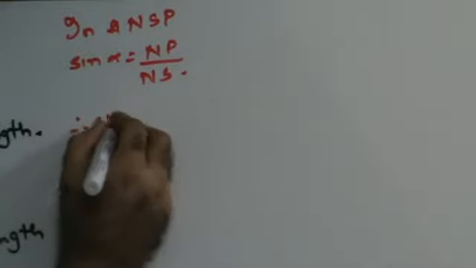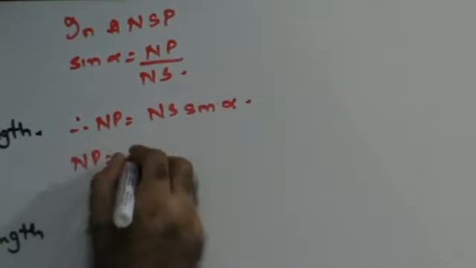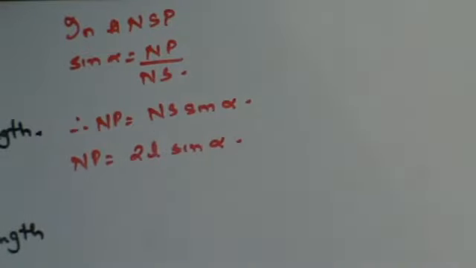Right? Now, let's consider triangle NSP. In triangle NSP, if this angle is alpha, I can say that sine alpha is nothing but opposite upon hypotenuse. Sine alpha is going to be opposite, which is NP, upon hypotenuse, which is going to be NS, right? So I can therefore say that NP is equal to NS sine alpha. So NP is equal to 2L sine alpha, right?